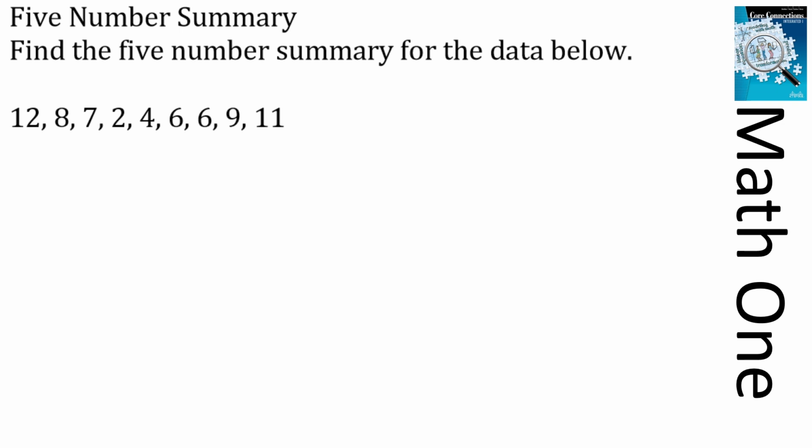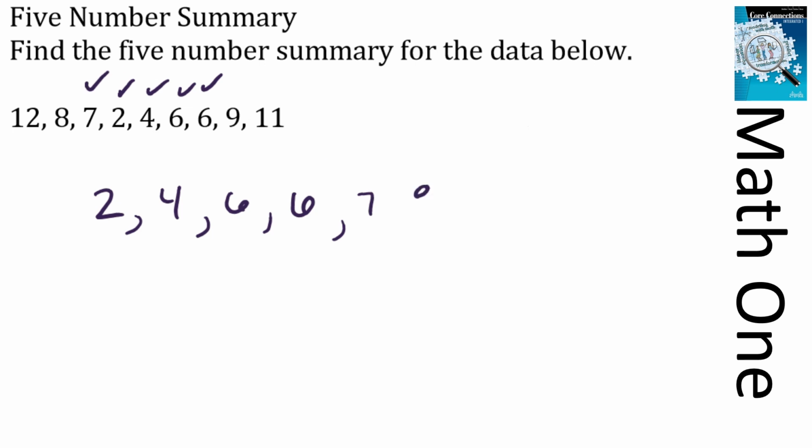So as I'm looking at these values, the smallest value I see is a 2. And I like to put maybe a little check mark by it to know that I've used this. And then I see a 4, and then I see 2 6s. Next we've got a 7. And then an 8, and then a 9, and finally 11 and 12.